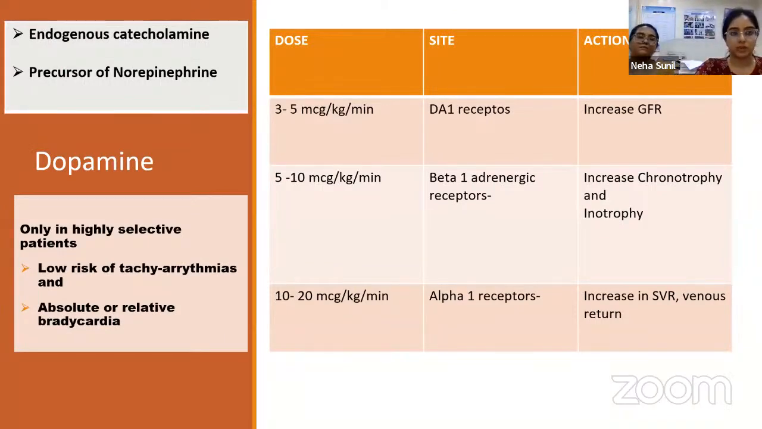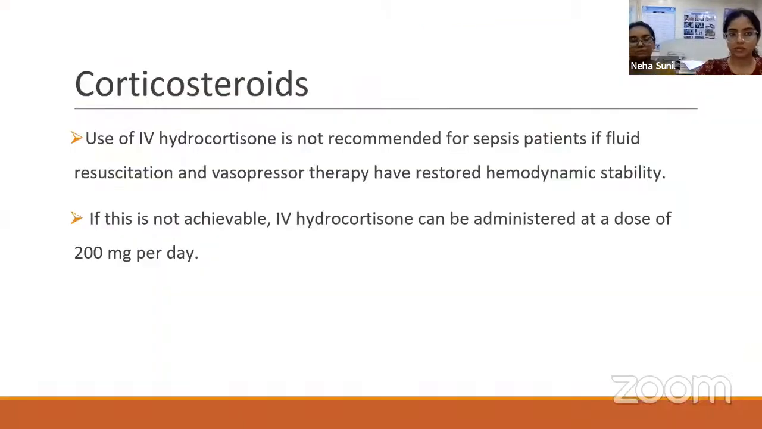Dopamine is an endogenous catecholamine. It is a precursor of norepinephrine, and the side effects include tachyarrhythmias, and it can also cause bradycardia. Hence, its use is decreased now, and it is also dose dependent. On lower doses of 3 to 5, it acts only on dopaminergic receptors, causing a fall in BP. On higher doses of 5 to 10 or 10 to 20, it acts on alpha-1 and beta-1, causing a positive inotropic and chronotropic effect, and increased SVR, and the venous return is also increased.